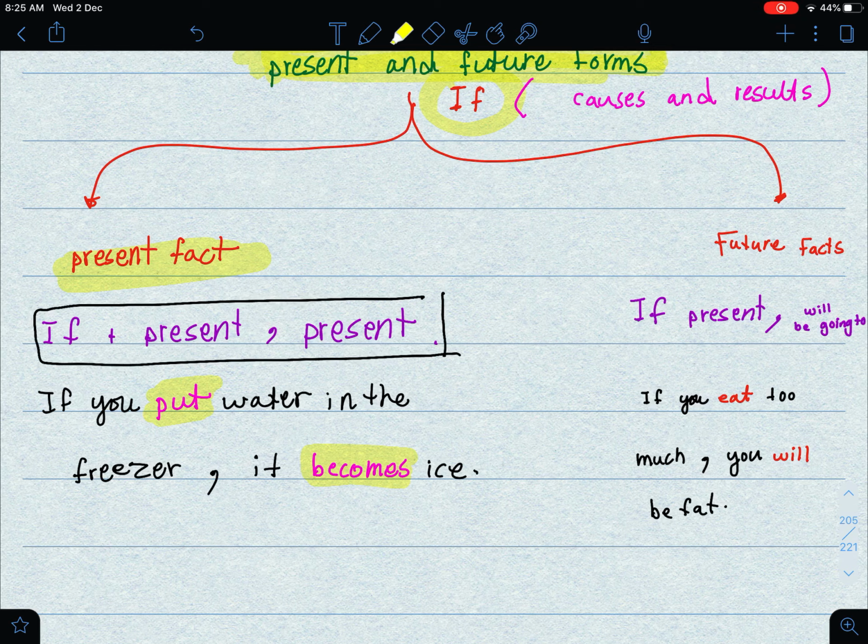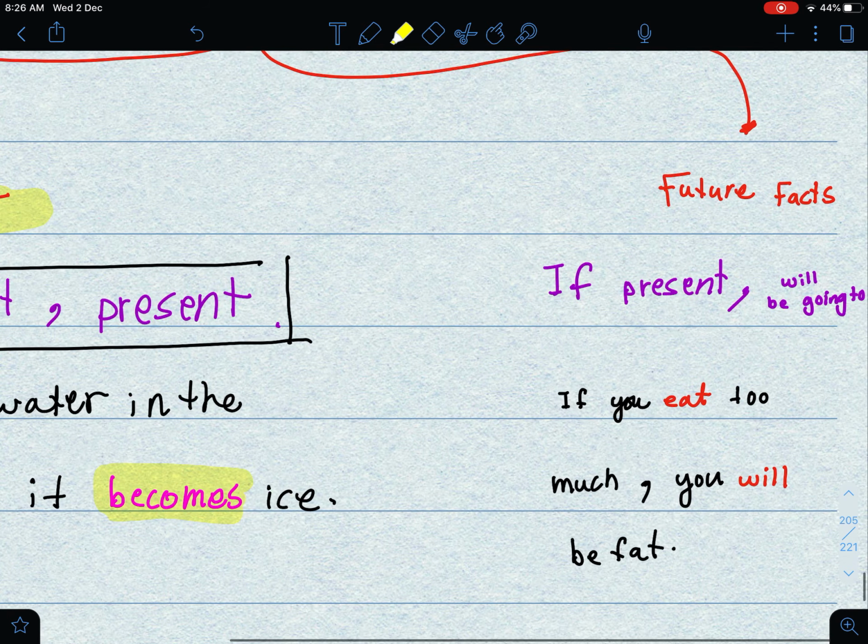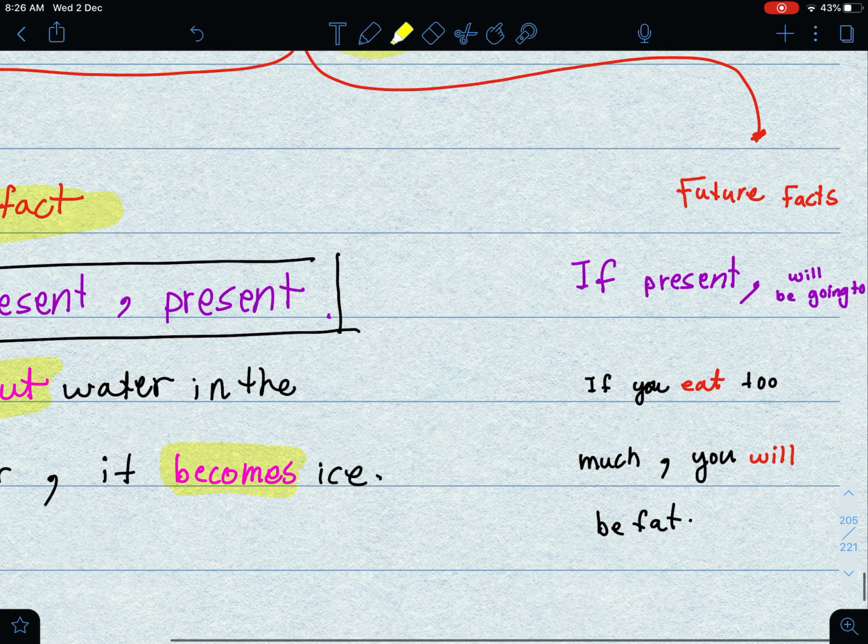Water in the freezer, it becomes ice. Second clause في present مثل ما أنتم شايفين. طبعا ليه؟ لأن يعني إذا وضعت الماء في الفريزر بيصير آيس، بيصير ثلج. يعني هل سوف تضع ماء بكرة مثلا في الفريزر وما راح يصير ثلج؟ لا طبعا. It becomes ice. Okay. هل وضعت بالأمس ماء في الثلاجة أو في الفريزر عفوا ولم يصبح ثلج؟ No. So this is something which is present fact.